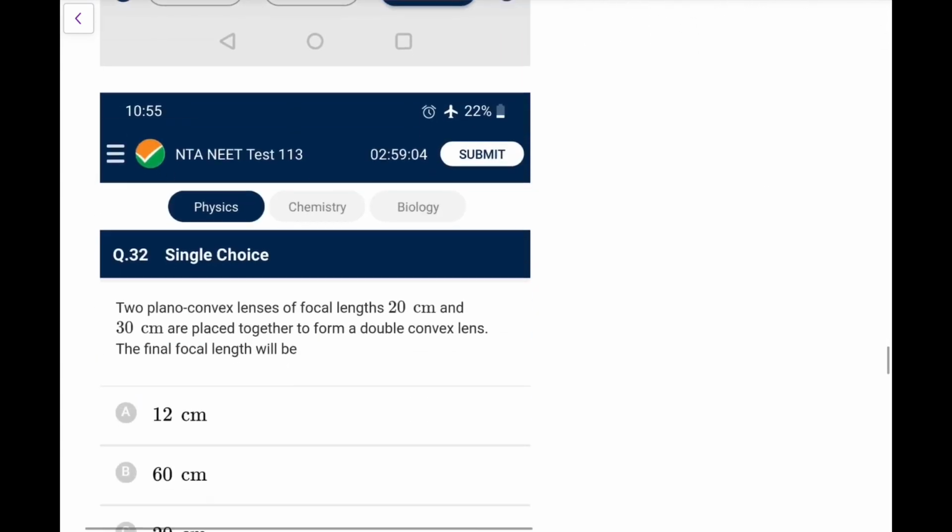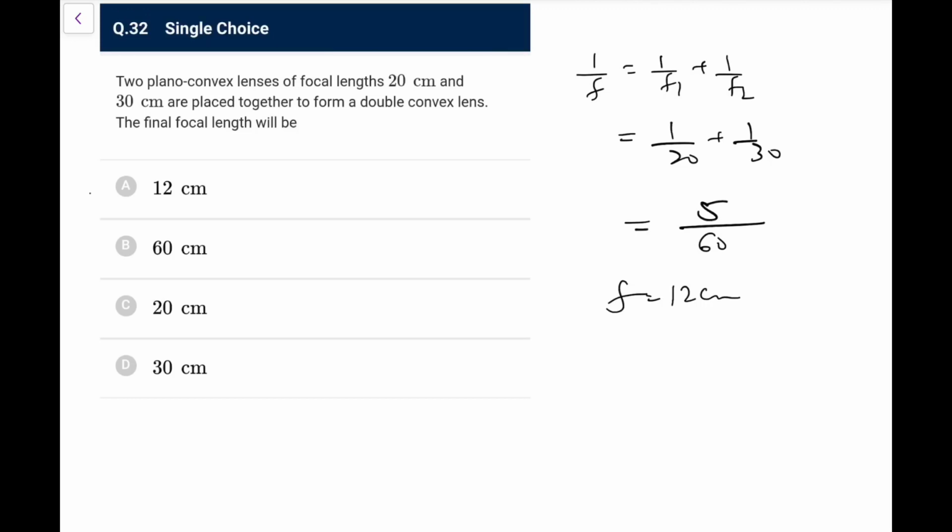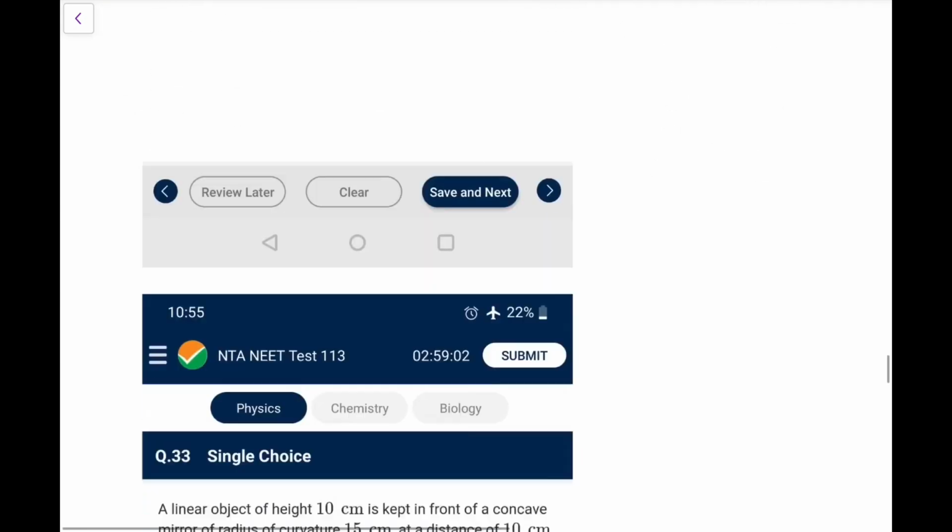Next. Two plano-convex lenses, with focal lengths 20 and 30, are placed together to form a double convex lens. The final focal length will be? Because they are placed near to each other, you can directly say 1 by f is 1 by f1 plus 1 by f2. So it is 1 by 20 plus 1 by 30, that is 5 by 60, f is 12 centimeters. Go for option A. No need to find the radius, you can directly do this.